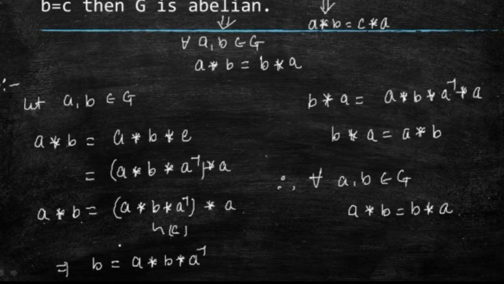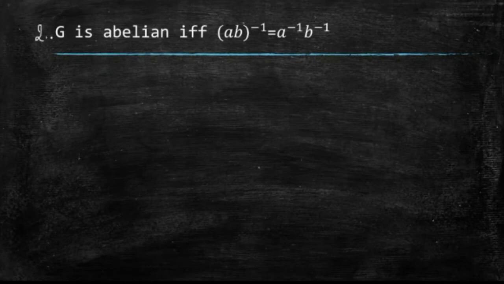So that was the first theorem. The second theorem is an if and only if condition. It says that G is abelian if and only if (AB) inverse is equal to A inverse B inverse, right? Since it's an if and only if condition, we have to prove both parts, necessary and sufficient. First, let us assume that G is abelian.